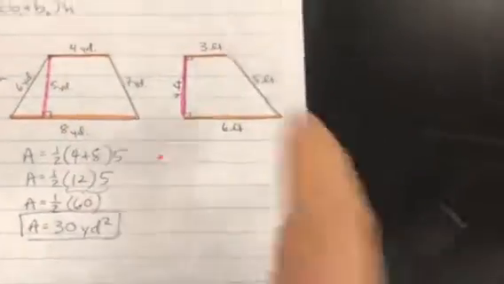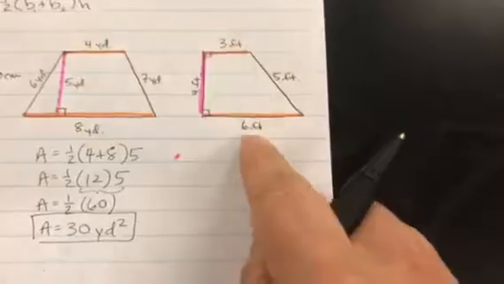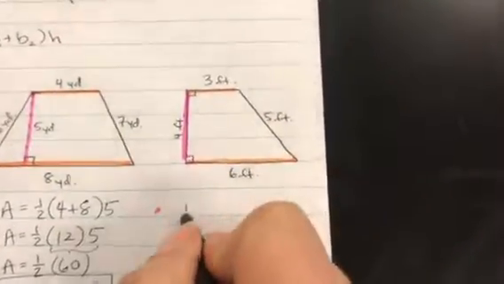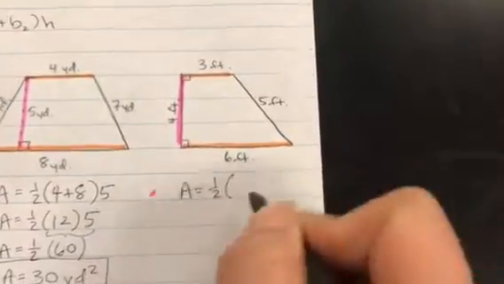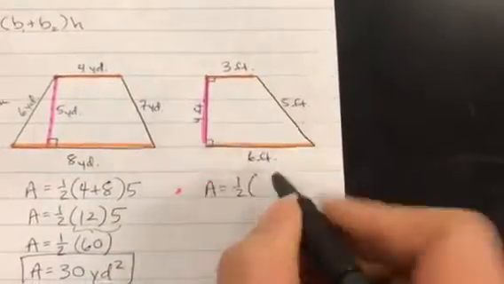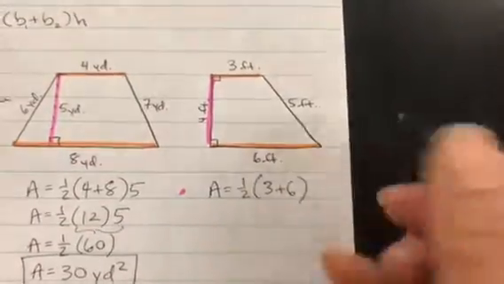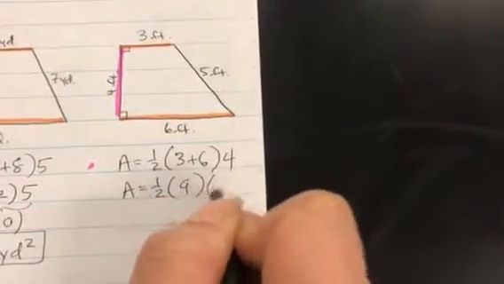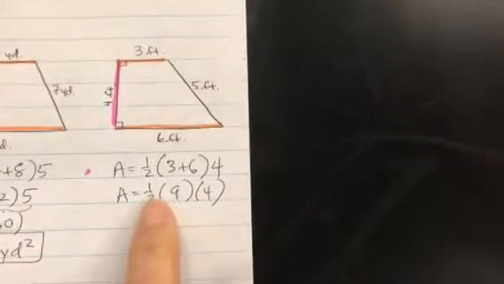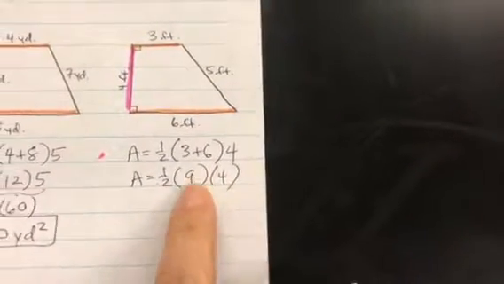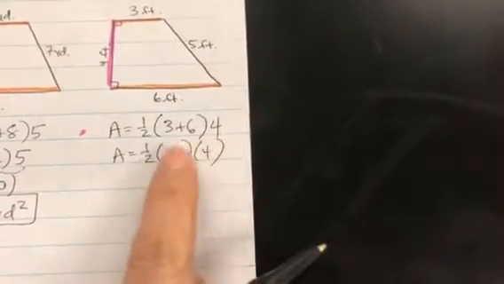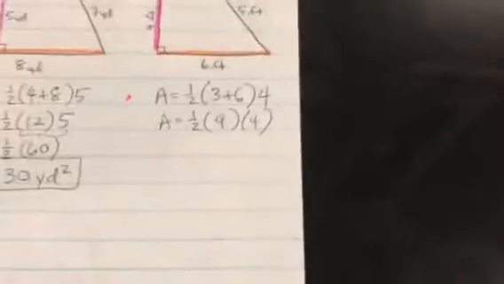Okay, last one. For this trapezoid, we said the two bases were 3 and 6, and the height of the trapezoid from base to base is 4. So again, we're going to plug it into our formula, half, parentheses. The two bases are 3 and 6, so it's 3 plus 6, times the height, which is 4. 3 plus 6 is 9, so area equals half times 9 times 4. Again, you can do half of 9, then multiply by 4, or you can do 9 times 4 and then take half. Or you can even do half of 4 and then times 9. It's all multiplication, so it doesn't really matter which order.